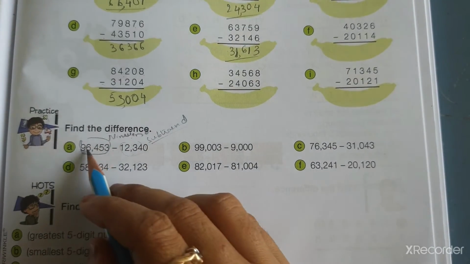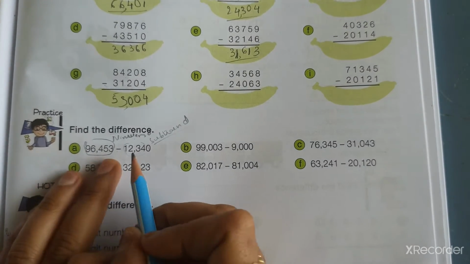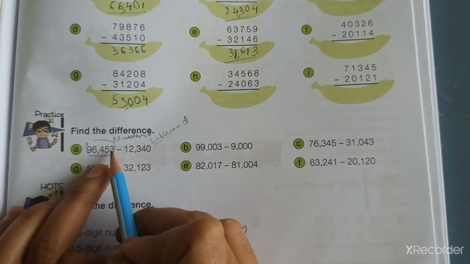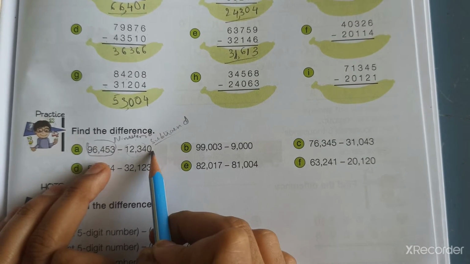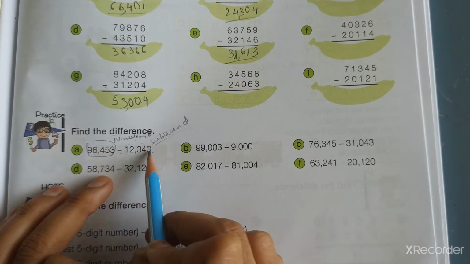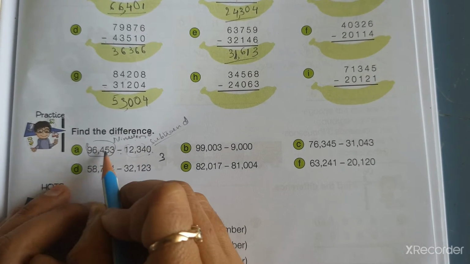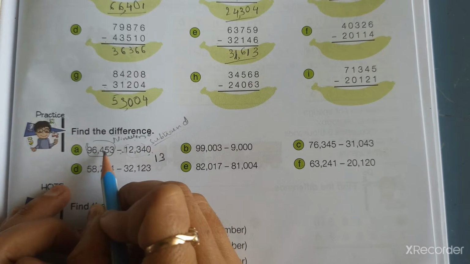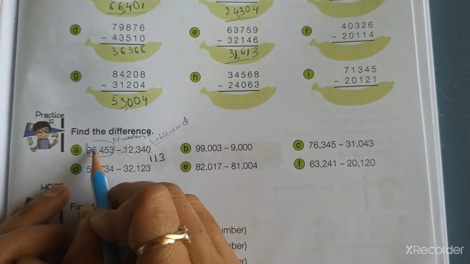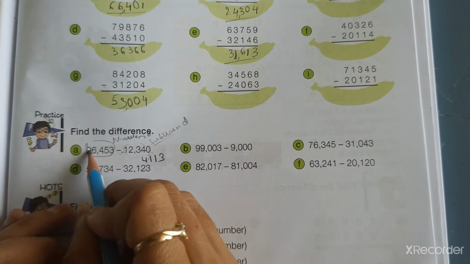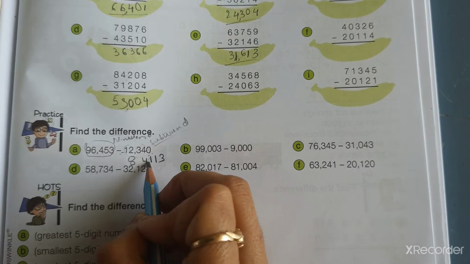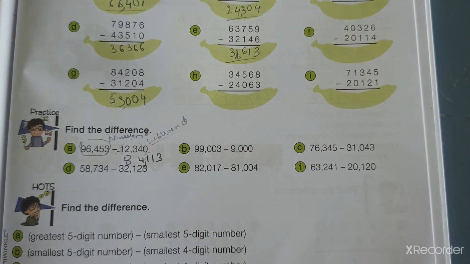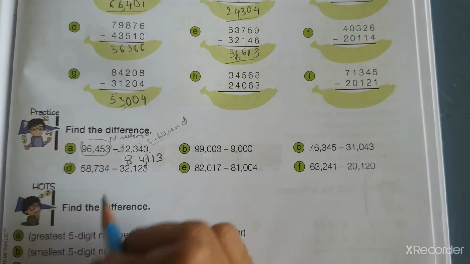So let us find the difference of these two numbers. First start with what here? Which place? Ones place. 3 is here in the ones place, and in this number 0 is in the ones place. 3 minus 0 is 3. 5 minus 4, 1. 4 minus 3, 1. 6 minus 2, 4. 9 minus 1, 8. What is the answer? It is 84,111.